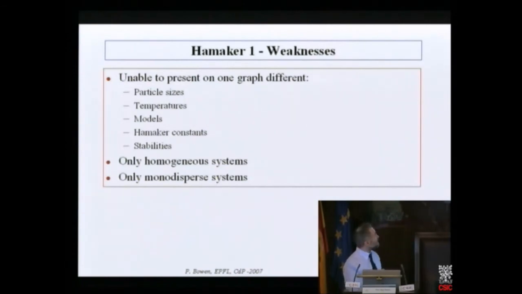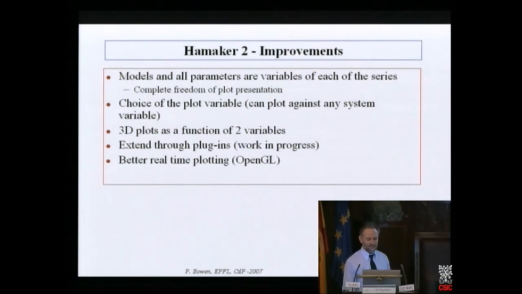So Hamaker had a few weaknesses: particle sizes, temperature models, Hamaker constant, stabilities, only one homogeneous system. So these are all presented on one graph. It wasn't so easy. So only a homogeneous system and only monodispersed systems. And as we've seen, even with the quasi-monodispersed systems of the silica this morning, when it's not really monodispersed, it's important. So Uli then improved the program with Hamaker 2.